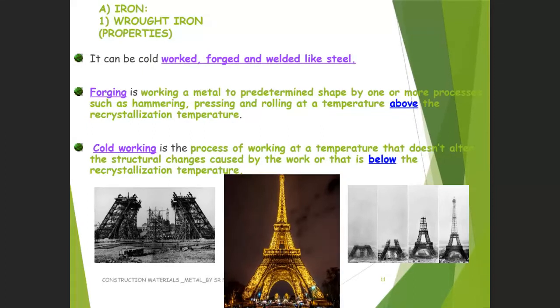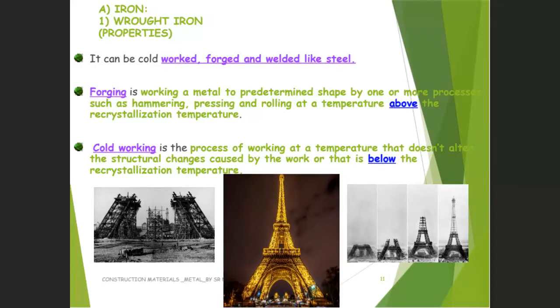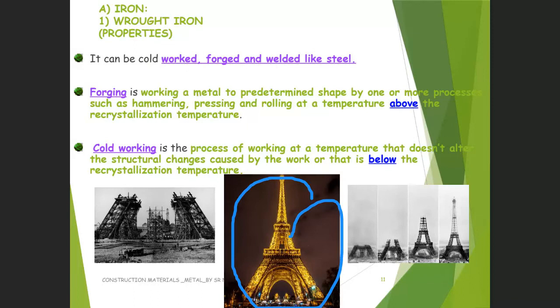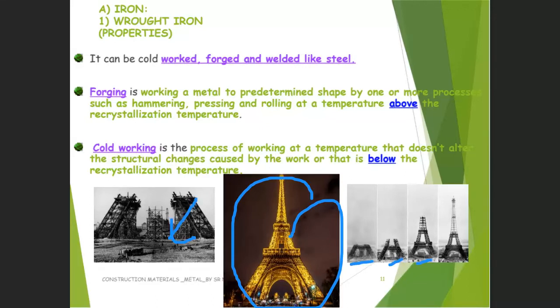Then if you look at this photo, this is the famous creation made from wrought iron, and this is the history of how the Eiffel Tower was created stage by stage. It can be worked, it can be forged, and it can be welded like the steel. What is the definition of forging? You can refer to this statement. It is working metal to a predetermined shape by one or more processes, such as hammering, pressing, and rolling at a temperature above the recrystallization temperature of the material.